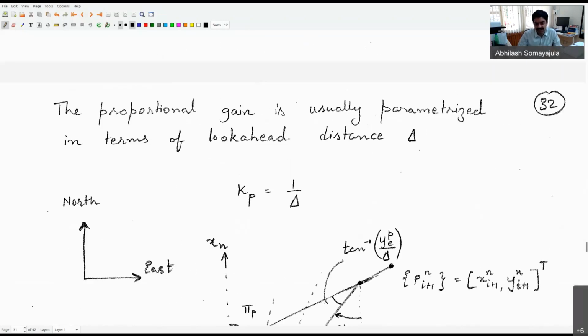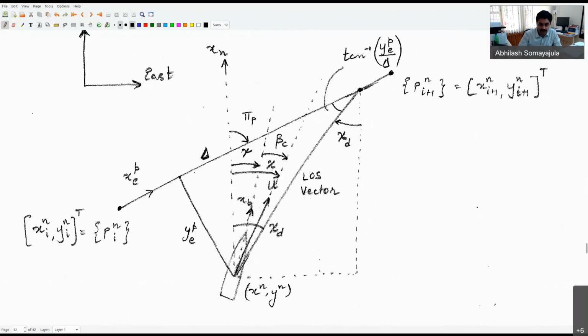We also understood that generally this Kp value is chosen as 1 by delta, where delta is my look ahead distance. So I'm looking at a point on the path connecting the two waypoints at a distance delta away from my current location, along the path basically. So that delta is not measured as the distance from the craft to the point that I'm observing, but rather the along-path distance.